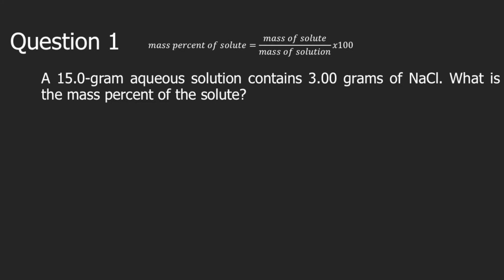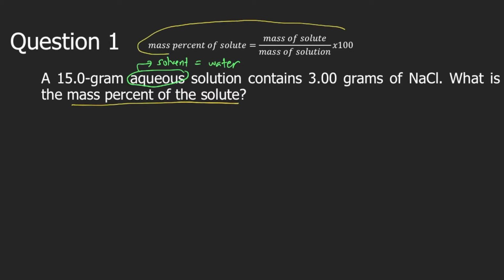Now let's proceed to answering actual questions. We have question number 1. A 15-gram aqueous solution contains 3 grams of NaCl. What is the mass percent of the solute? When you encounter this word aqueous, this means that the solvent is water. So the problem is asking us to solve for the mass percent of the solute, so we will use this formula above.